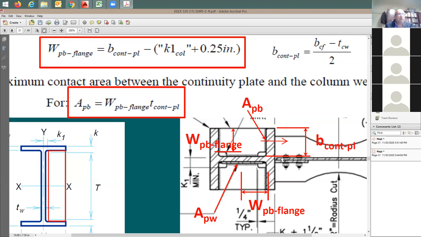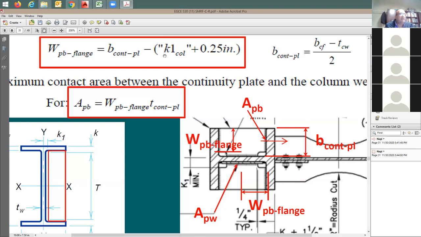The plate width is measured from the face of the web all the way to the end of the flange. How is that? Look at this equation. It says it's gonna be the entire width from here to there, and then you subtract T web, right? And then divide by 2. Now this gives me the width of the plate.